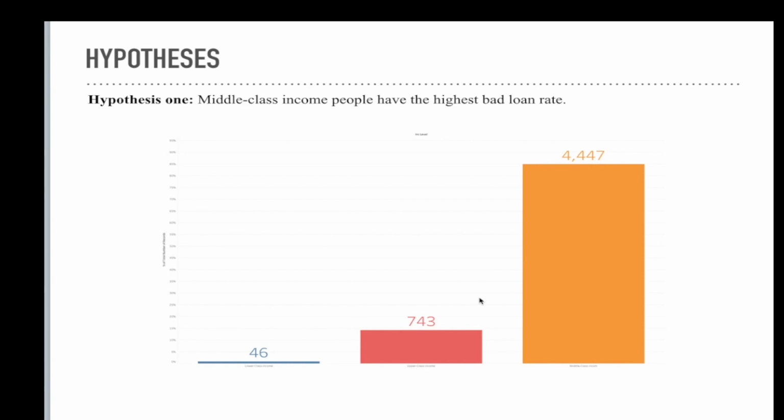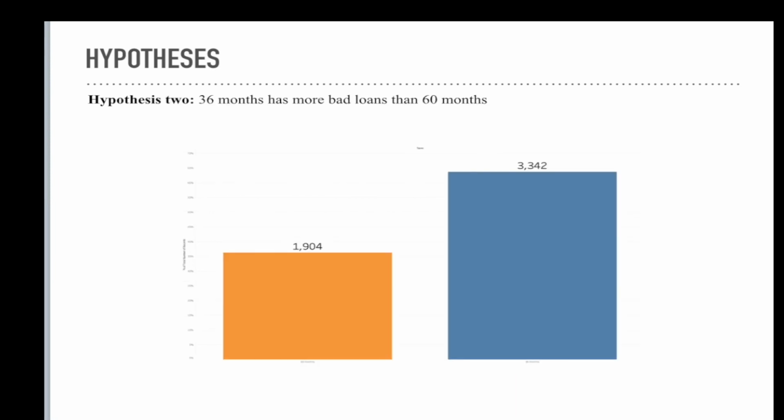In the hypothesis phase, we have to come up with 5 hypotheses and use the data to see whether our hypothesis is true or not. My first hypothesis is that middle class income people have the highest bad loan rate. As you can see from the images, the middle class has the most bad loans compared to other classes. My second hypothesis is that 36 months has more bad loans than 60 months. As you can see from the images, it also confirms my hypothesis.